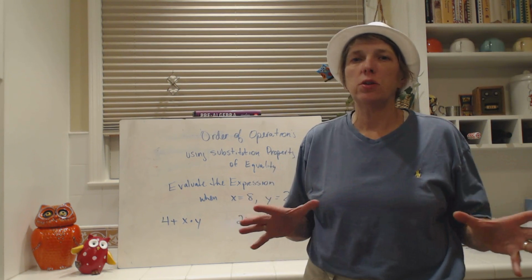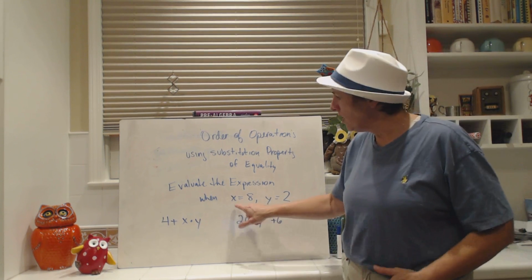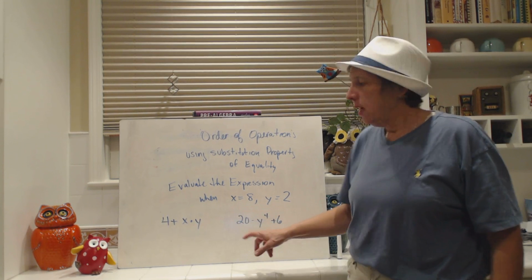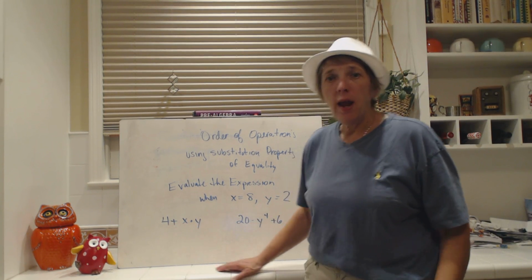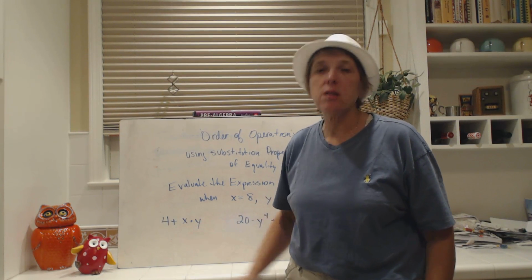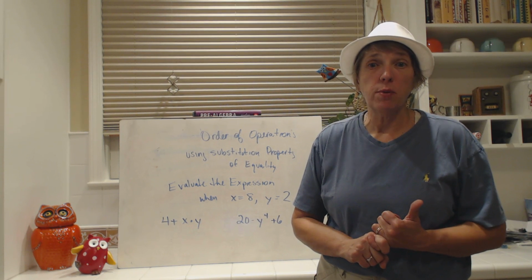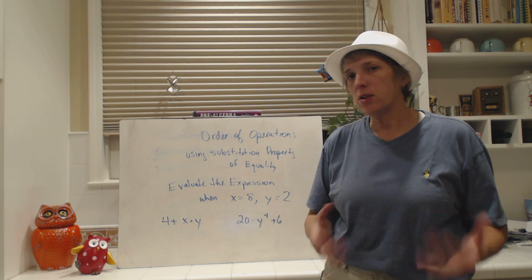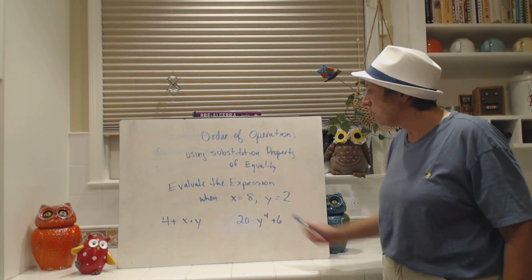Now you all should learn that whenever we take a variable and say x is equal to 8, and then we have an expression 4 plus x times y, and we substitute the 8 where there's an x, you have to start saying it's the substitution property of equality. You can't just say it's the substitution property, you have to add "of equality." All right, so let's look at this.